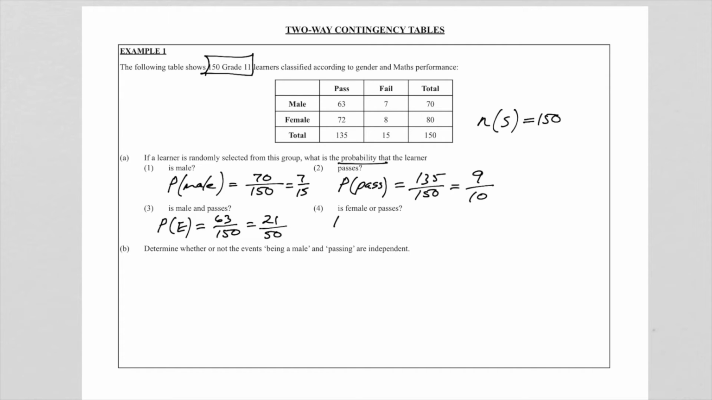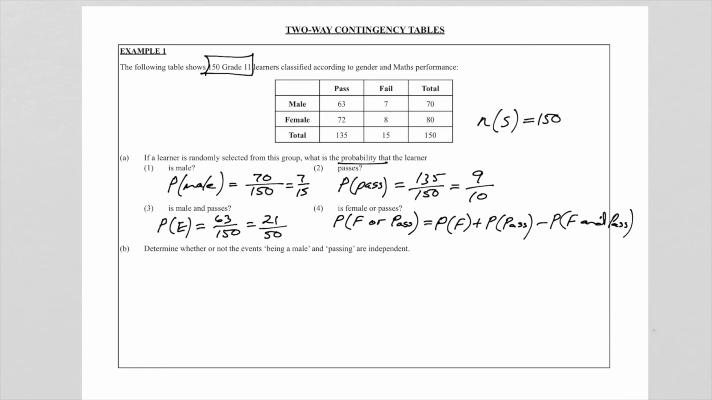So I'm going to say the probability of female or pass, and I'm going to use pass for the simple reason that if I use P, then it's confusing because it's the probability of P. It's equal to the probability of female plus the probability of pass minus the probability of female and pass.